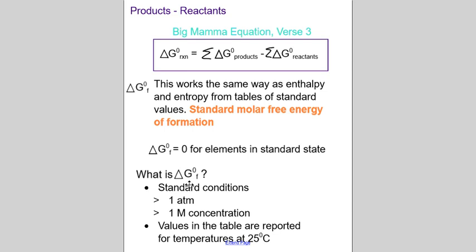Other thing is that this has standard conditions applied to it. So that means that we have to have conditions of 1 atmosphere, concentrations have to be 1 molar, and the values are all going to be at a temperature of 25 degrees Celsius. If we don't have this, this process does not work.